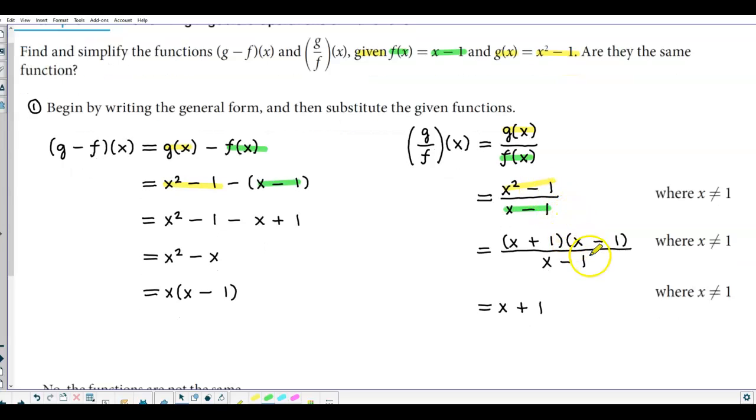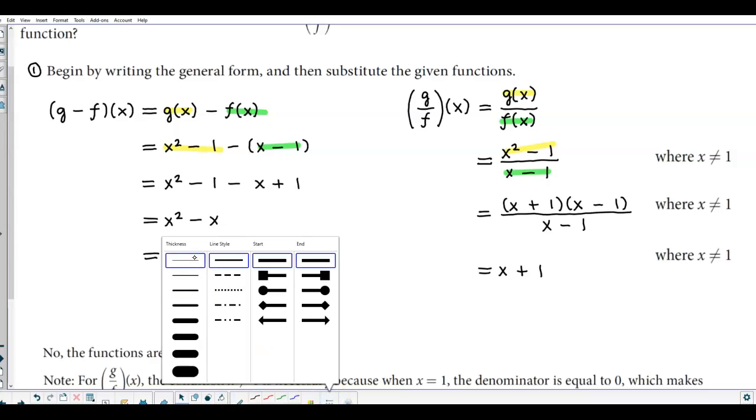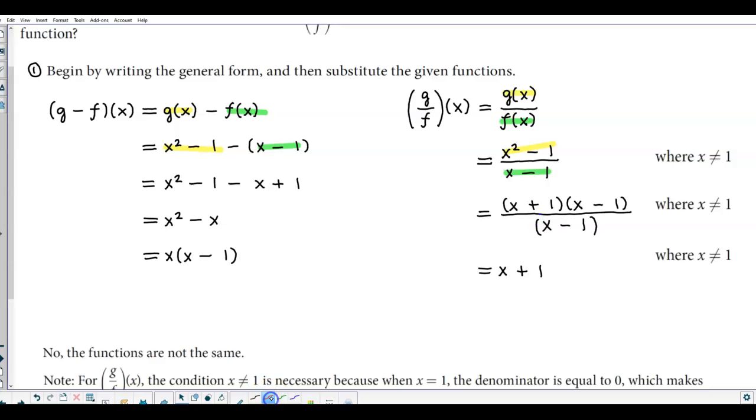So now if we go a little further, we can simplify by factoring the numerator, because x squared minus 1 is a difference of squares, which gives us x plus 1 times x minus 1 over x minus 1. And then from here, we can see that we can simplify a little further. And simplifying means that we can then simplify that to 1. And then what's left is x plus 1.